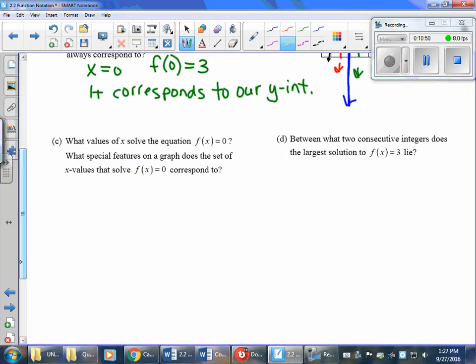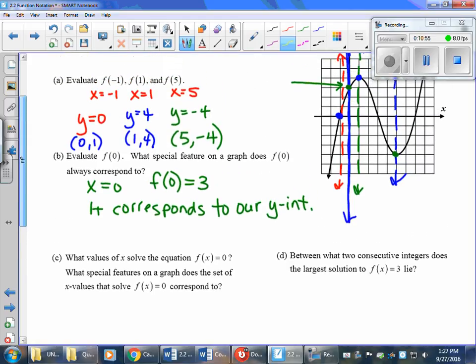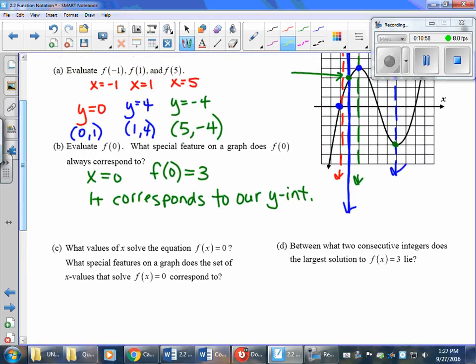All right, coming back now to letter C. I think I brought it up too high because I still need my graph. So C says, what values of x solve the equation f of x equals 0? I'm going to remind you that f of x is the same thing, if you remember back in Algebra 1, thinking about y is equal to 0. What special features on the graph does the set of x values that solve f of x equals 0 correspond to?